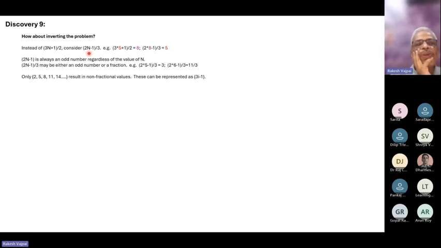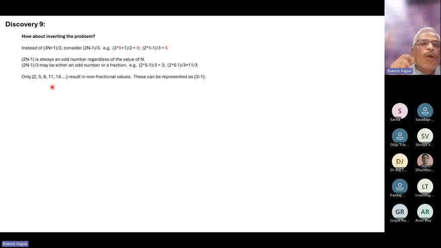And 2n minus 3 will always be odd; it will either be an odd number or a fraction. So then I looked at which numbers give me a whole number and which give me fractional numbers. And I am still left with this series. If I look at 2, 5, 8, 11, 14, this series will always give me a whole number if I do (2n minus 1) upon 3, and the rest do not.